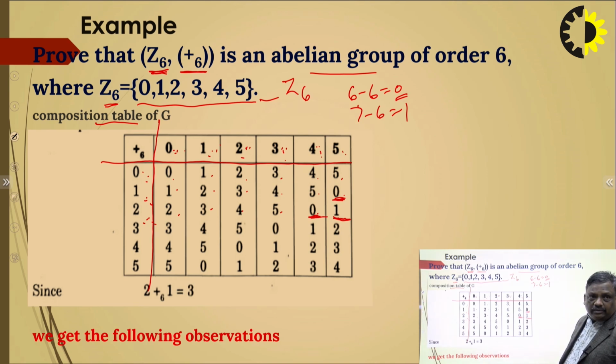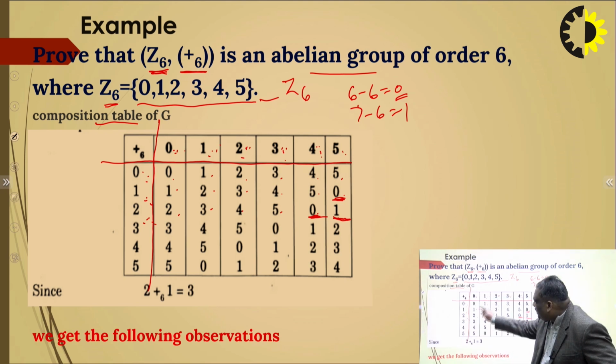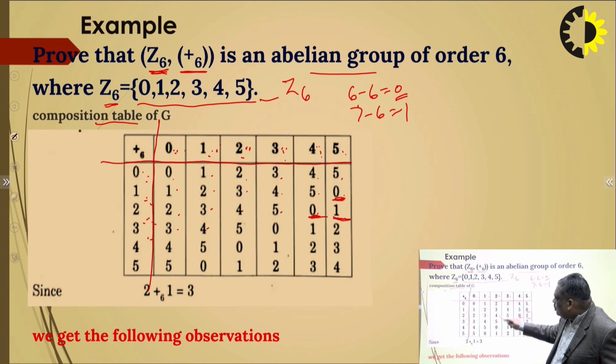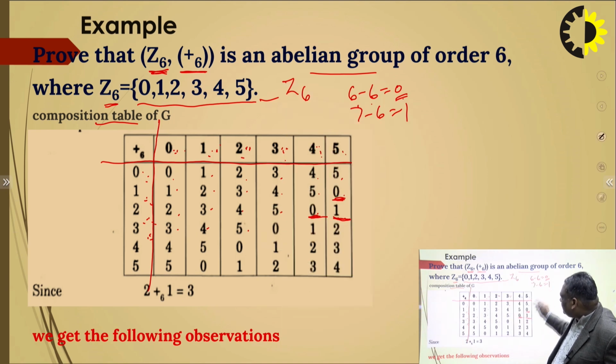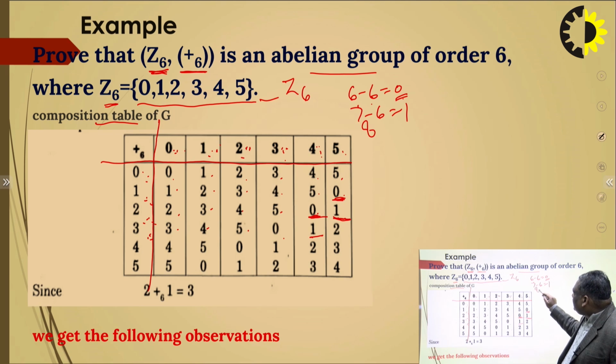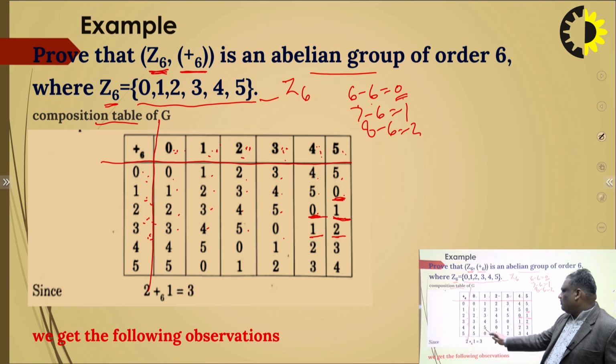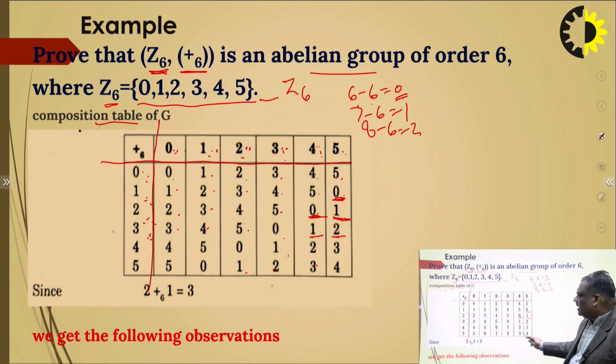0 and 1. In a similar way, 3 plus 0 is 3, 3 plus 1 is 4, 3 plus 2 is 5, 3 plus 3 is equal to 6, and 6 minus 6 is equal to 0, 3 plus 4 is 7, 7 minus 6 is equal to 1, 3 plus 5 is 8, 8 minus 6 is equal to 2. In a similar way, 4 gives 4, 5, 0, 1, 2, 3, and 5 plus 0 is 5, 5 plus 1 is 6, 6 minus 6 is a 0, and then 1, 2, 3, and 4.